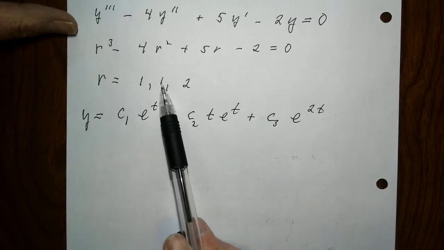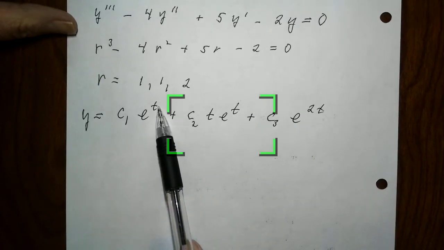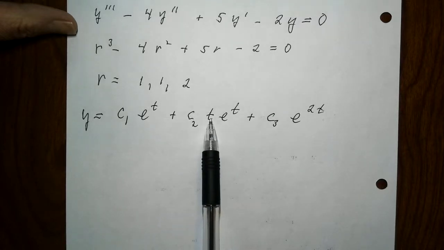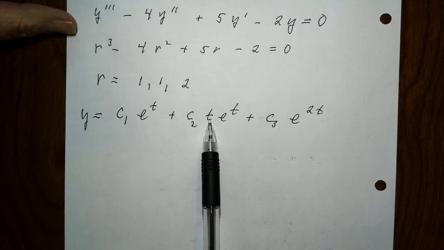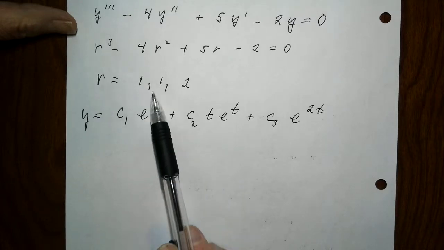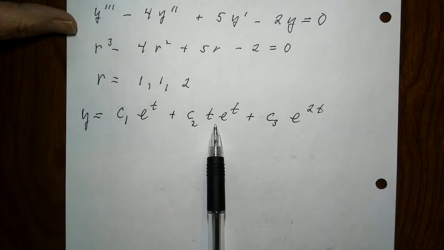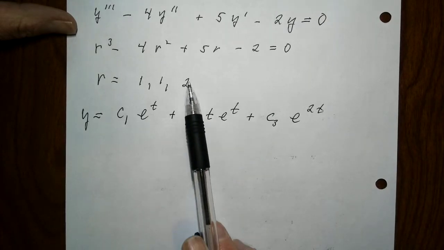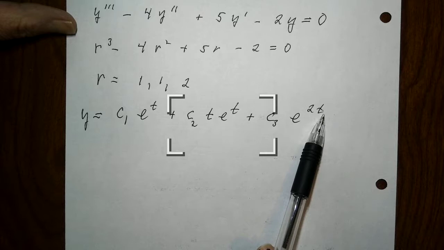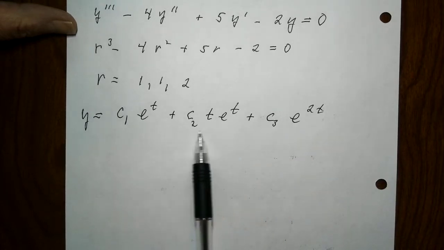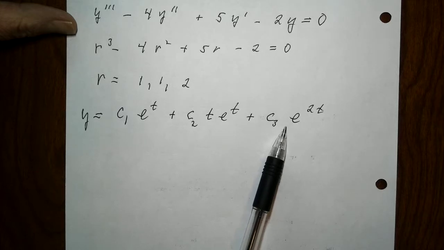We have a repeated root at 1, so one solution is just e to the t. To get the other solution, we have to use the reduction of order method, and that gives us t e to the t. So the repeated root gives us c1 e to the t plus c2 t e to the t, and then the 2 gives us e to the 2t. If we had initial values, we could figure out c1, c2, and c3.